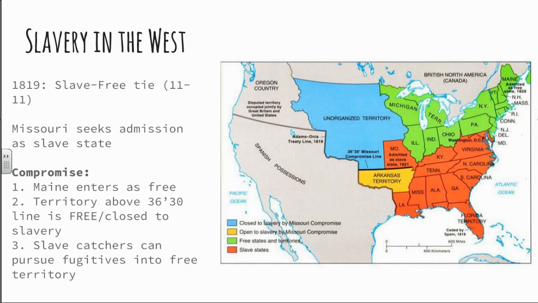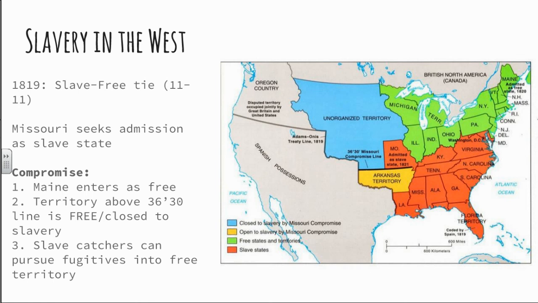Last thing we need to know about is the West. So here is America as it stands. I want you to notice the division between slave states and free states. And what we have in 1819 is a tie. We have 11 free states and 11 slave states. And this is especially important in the Senate, because in the Senate, there's equal representation. So, of course, each of these states has 2 representatives. So we've got a 22-22 person tie in the Senate.